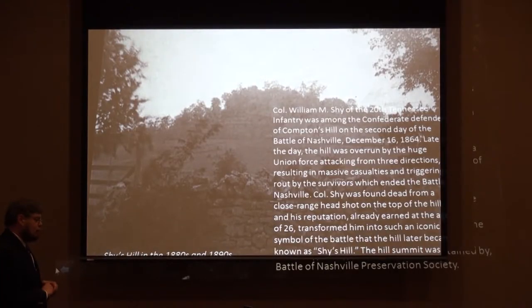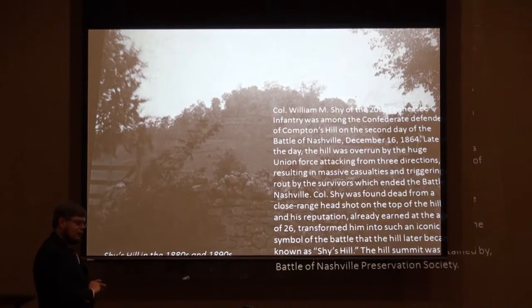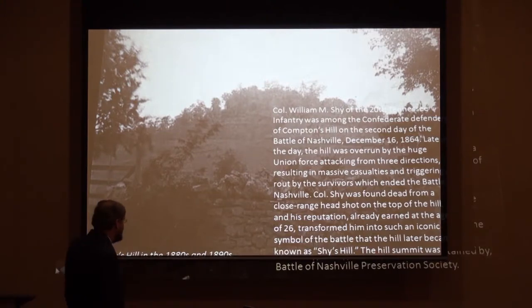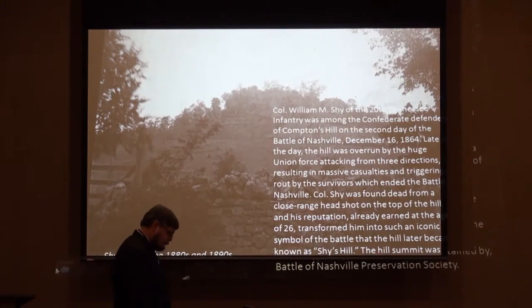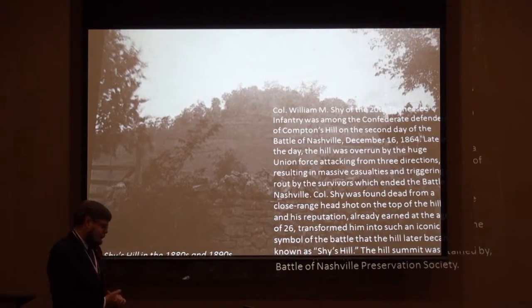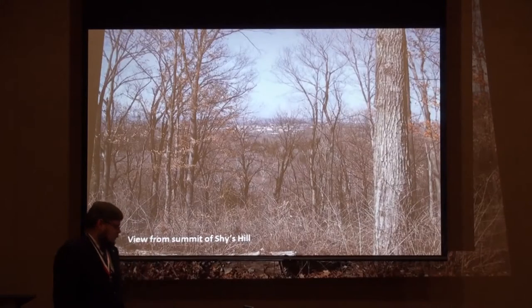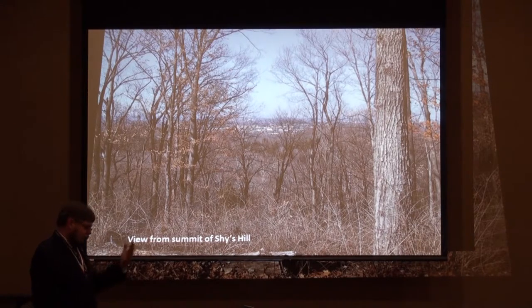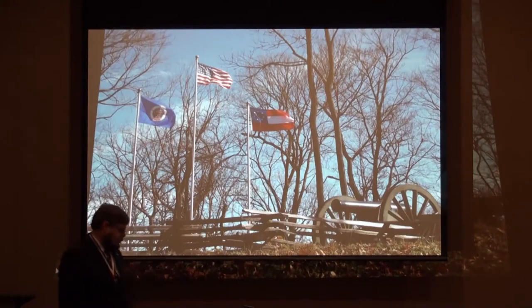That's what it looked like in the 1880s and 90s. A lot of questions came up about whether it was wooded or not. Yes, it was, and there you can see the trees on it. This is only about 20 or 30 years after the battle. That's the view from the summit. Of course, you don't need me to show you that because we've all seen it.